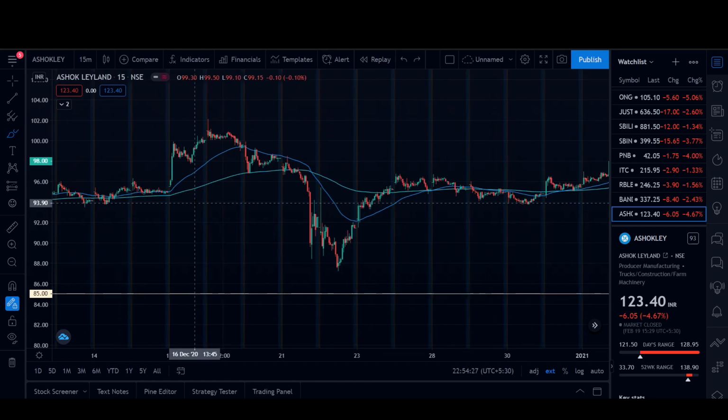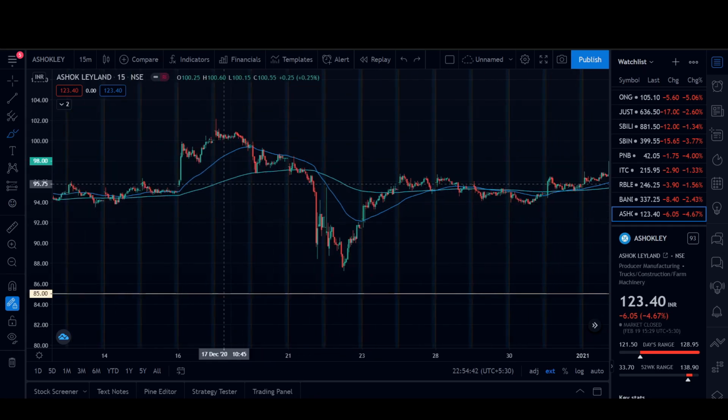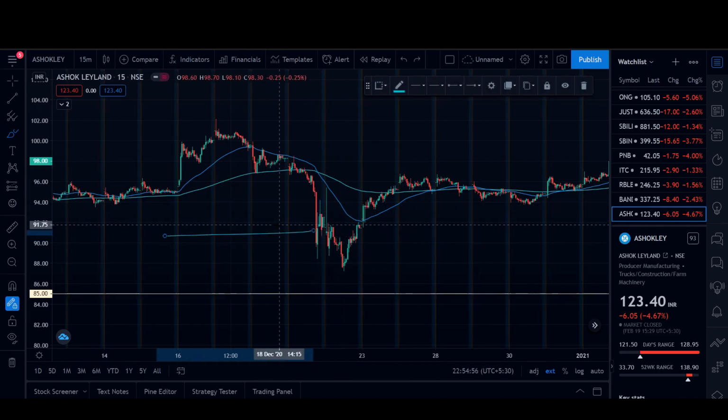Remember that when the 50 EMA cuts it from below, it indicates a bullish trend, and the 50 EMA then acts as a support for the price. And when the opposite happens, when the 50 EMA cuts it from above, it acts as a resistance for the stock. As we can see here, it went here, came back, went here, gave a breakout, and then it went long. So the EMAs act as support or resistance.